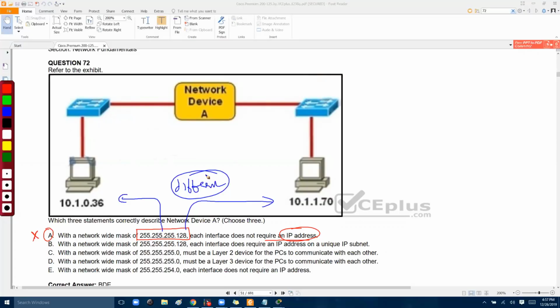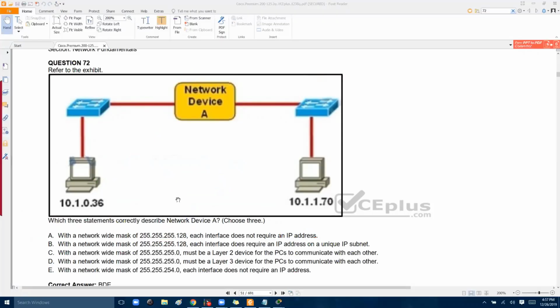If they're different networks, we need a device here. Of course, the device you're talking about is the router. So different networks means we need to have an IP address here as well as one IP address here. And these two must be in the same subnet and these two must be in the same subnet. So basically the first option is not going to meet the requirement here.